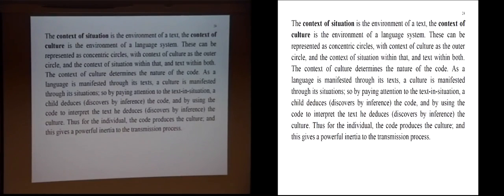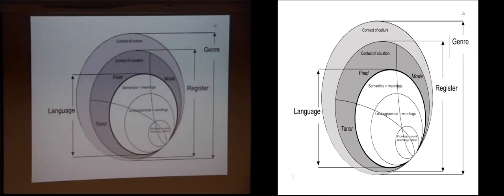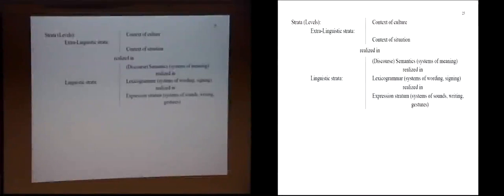In this theory, they look at it in terms of concentric circles, where the context of culture is the outer one, and then there's a context of situation, and then the text is within both of those. So you can look at it as levels like this.